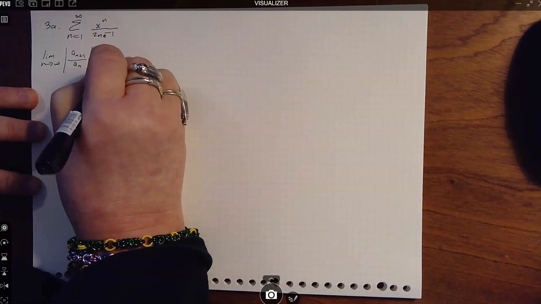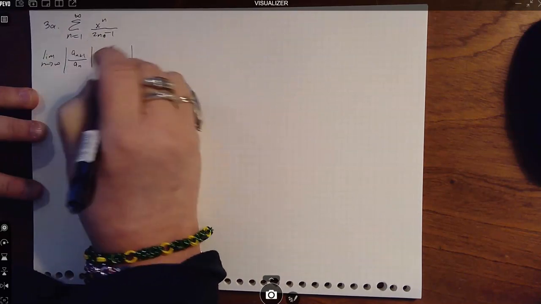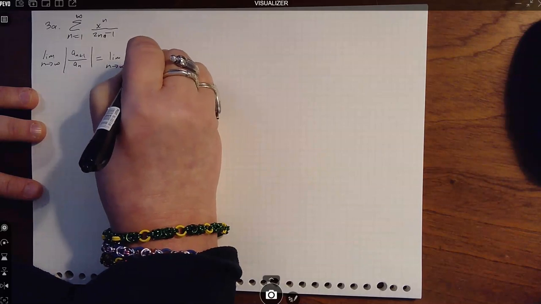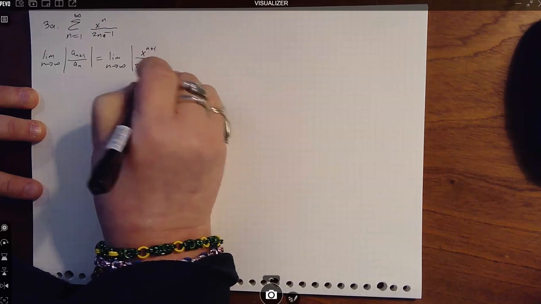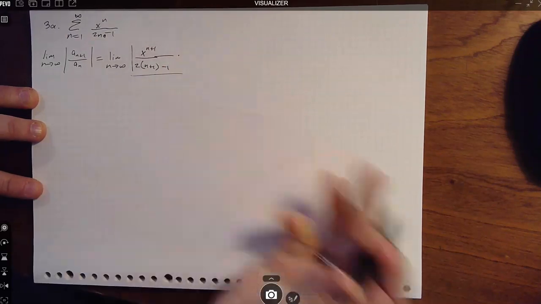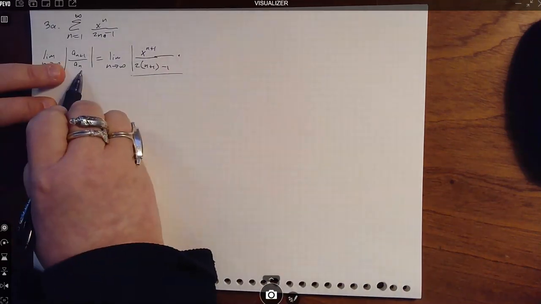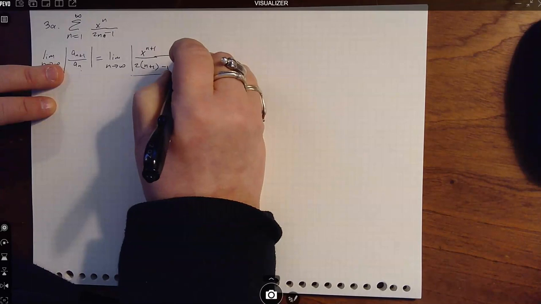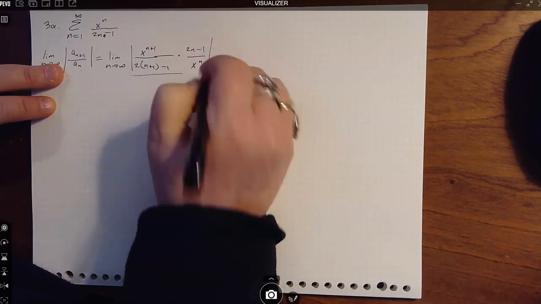So I've got the limit as n goes to infinity, a sub n plus 1. Okay, so I get x to the n plus 1 over 2 times n plus 1 minus 1. Now, instead of dividing and making this a big honking fraction, I'm just going to multiply by the reciprocal of a sub n. So that gives me 2n minus 1 over x to the n.